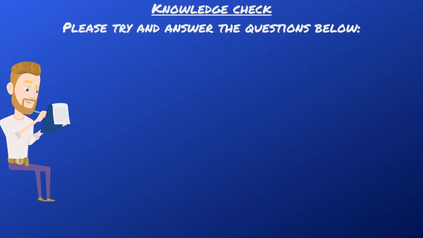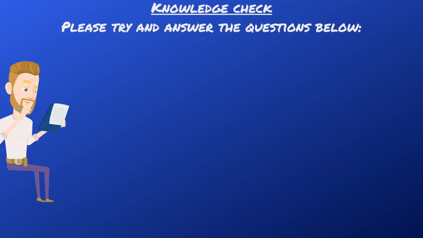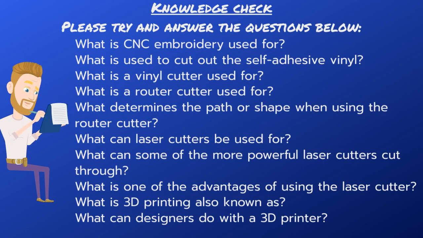Knowledge check. Please try and answer the questions below. What is CNC embroidery used for? What is used to cut out the self-adhesive vinyl? What is vinyl cutting used for? What is a router cutter used for? What determines the path or shape when using a router cutter?